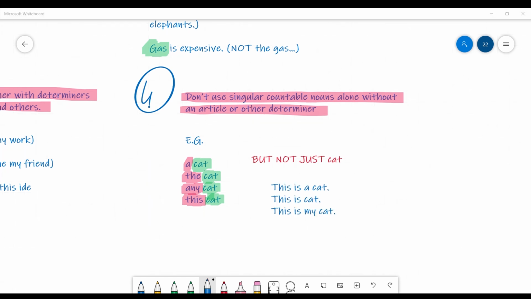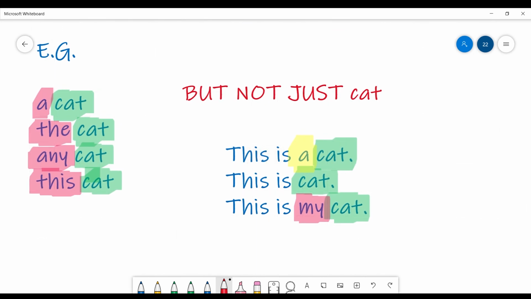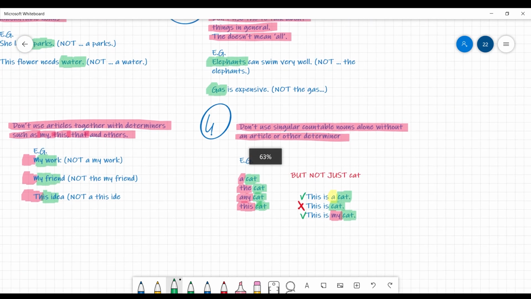This is incorrect. Let's look at the last 3 small examples. Here we have: this is a cat, this is cat, and this is my cat. All of the sentences have one and the same singular countable noun cat. In the first sentence, we are saying a cat when we mean any cat. In the last sentence, we say this is my cat, in case I wanted to talk about my cat, with the determiner my. But what about the middle sentence? This is cat. And this is incorrect. We cannot say just like this, this is cat. We must use either an article or a determiner. Keep this in mind and please avoid this mistake as much as you can.